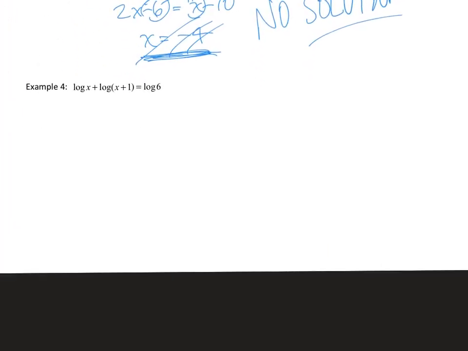Okay, so then let's take a look at this last example. Again, I'm going to condense the left because I've got 2 logs separated with an addition. Notice I don't have a base here, not that big of a deal, right? If it's not written there, it's understood to be base 10. Multiplying these 2 arguments, I get x squared plus x. Bringing down the rest of this equation, I get log 6. So now that I have a log on each side with the same base, I can set the arguments equal to each other. All right, now this is a quadratic equation, so I'm going to set it equal to 0 in order to solve.